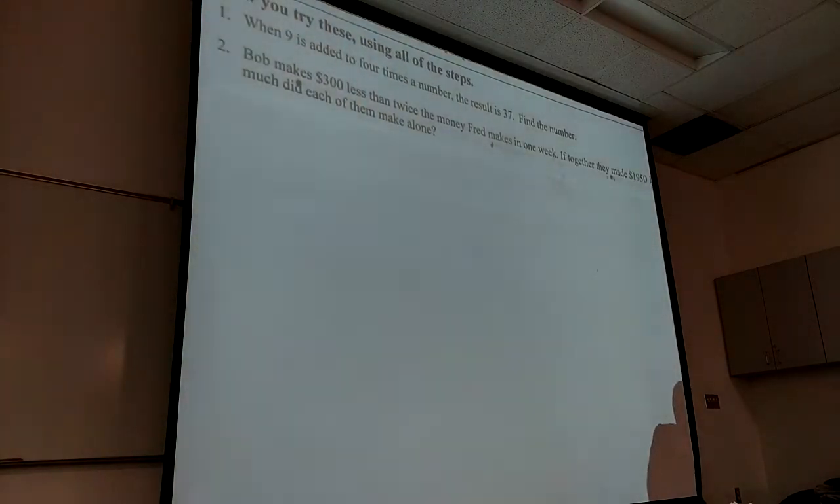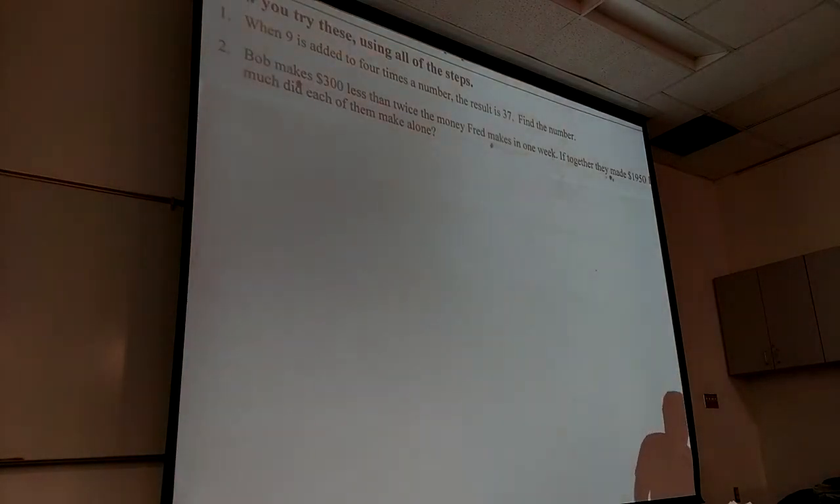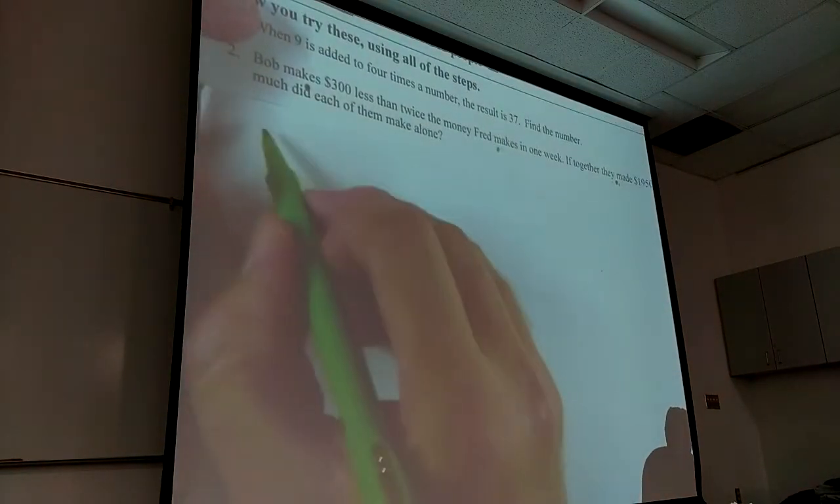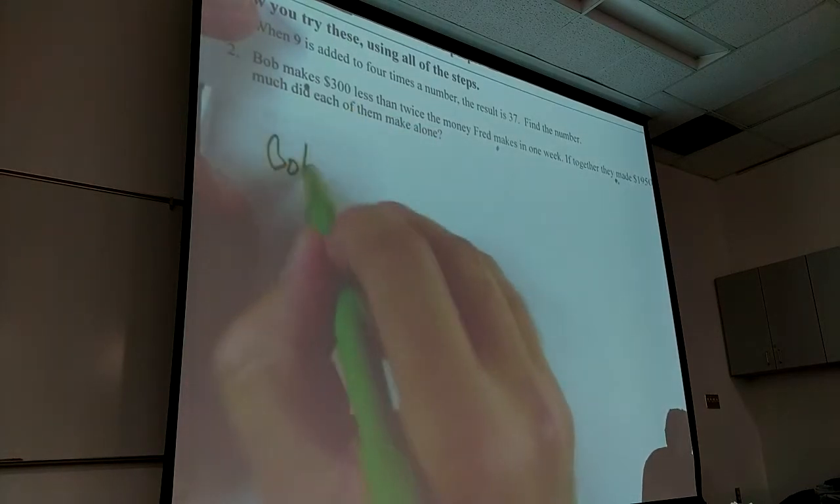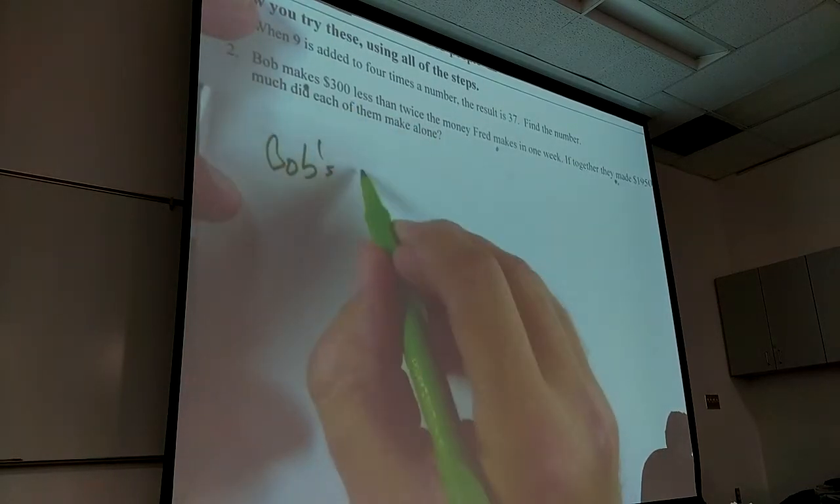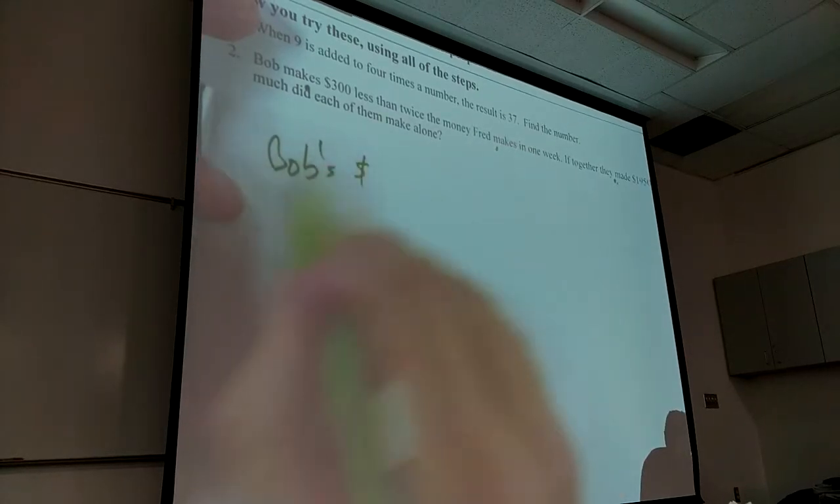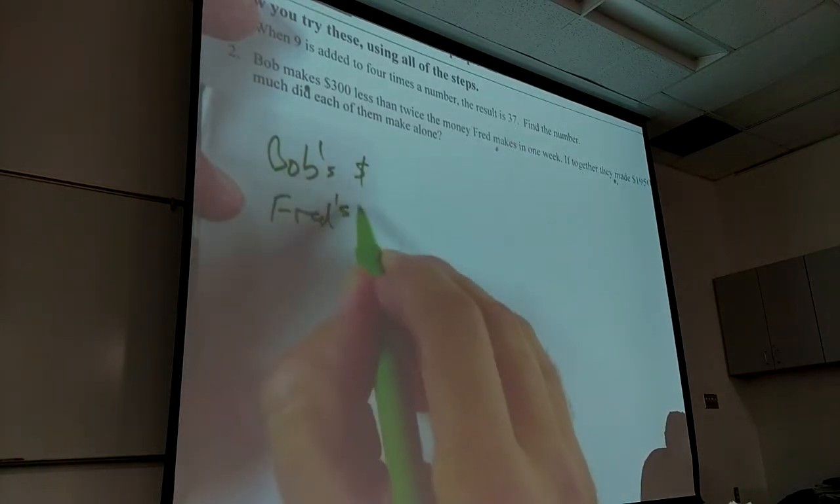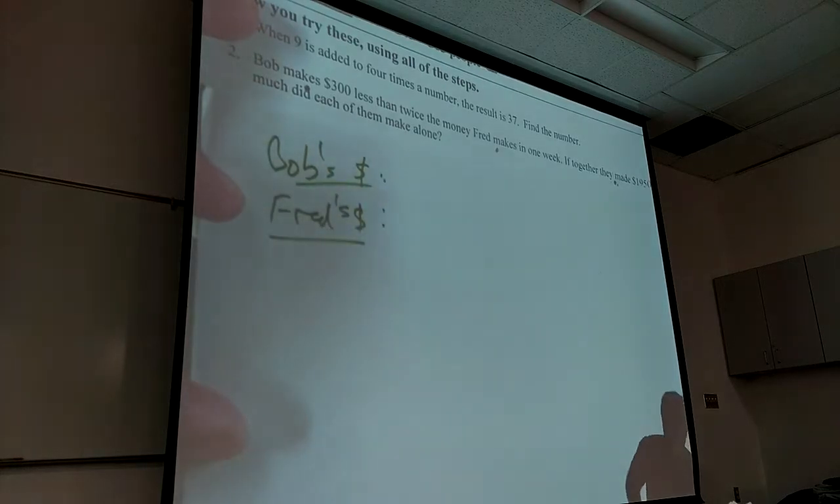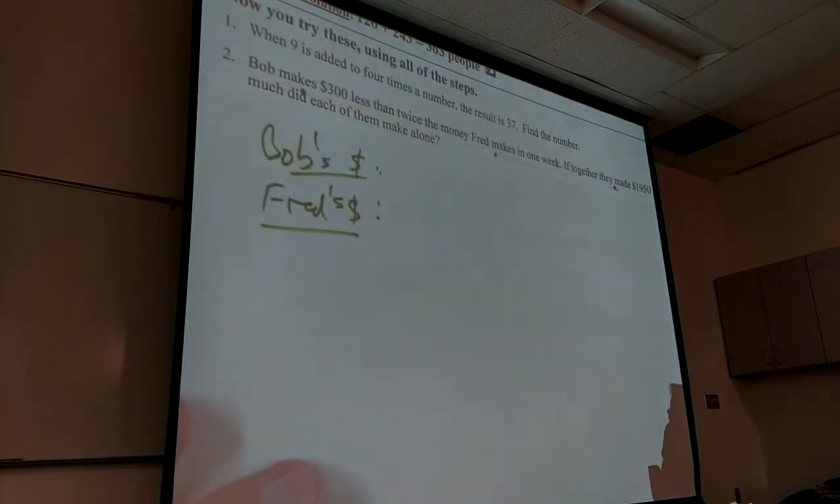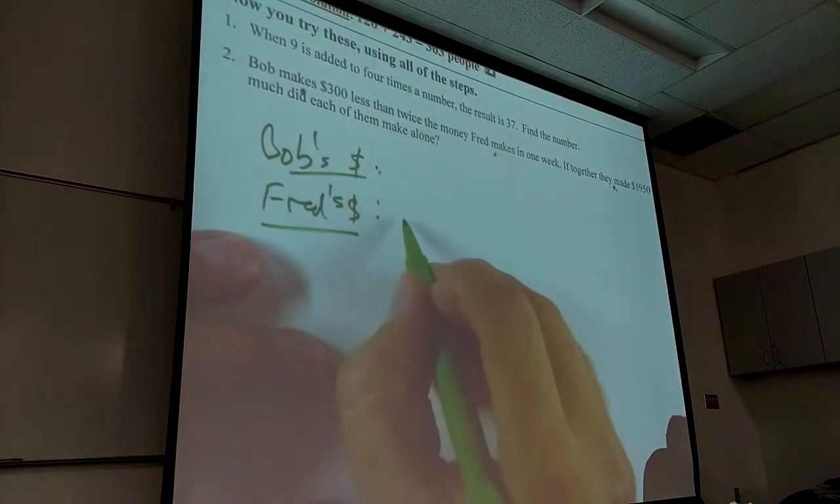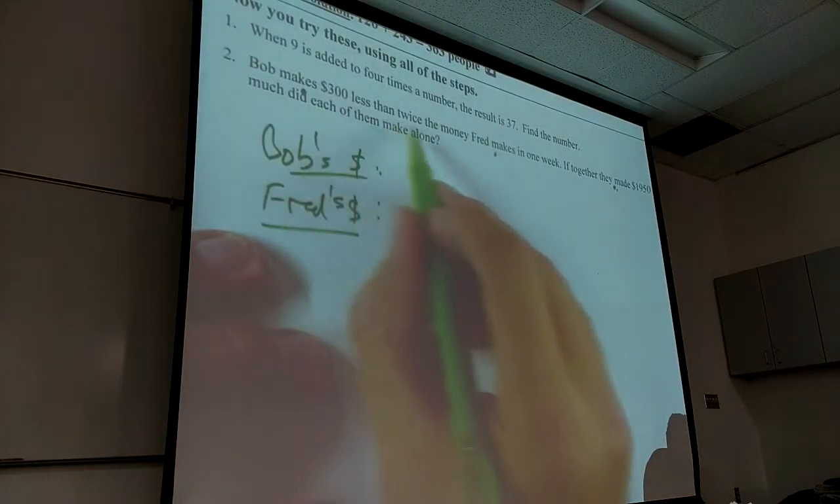How many players do I have in number 2? 2, right? Who are they? Bob and Fred. Bob's salary, weekly, whatever salary. Bob's money, and we got Fred's money. Which one is going to be just X? Because Bob makes 300 less than twice Fred, so I got to know Fred first. That's almost the most important step, identifying who X is, because then everybody else builds on that. So if I call Fred's money X, Bob makes 300 less than twice that.